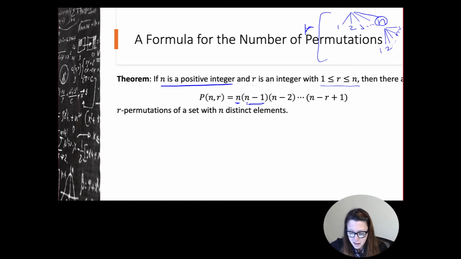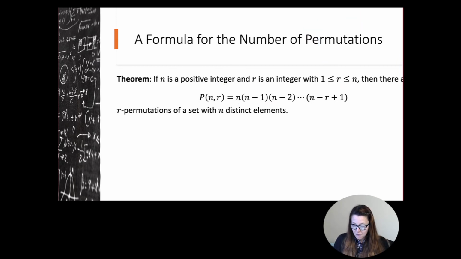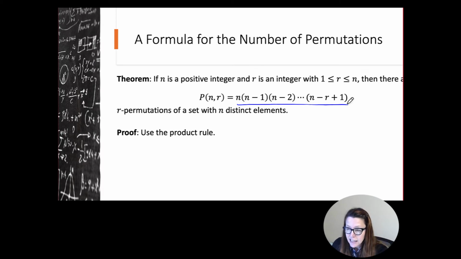Again, we'll prove that, but this is actually the formula for the number of r permutations from a set of n elements. And importantly, n distinct elements. So if there's a repeating element in the set, we wouldn't count that. So the idea is exactly what we looked at last time. To do this, we use that product rule.